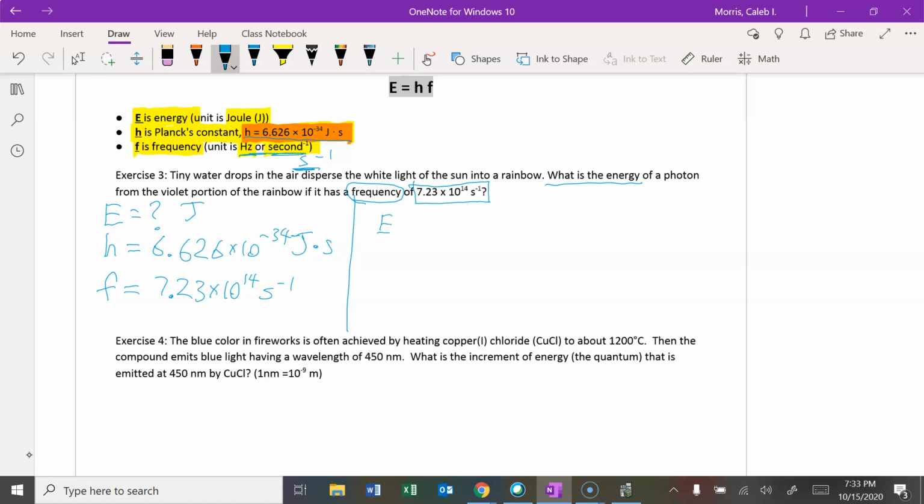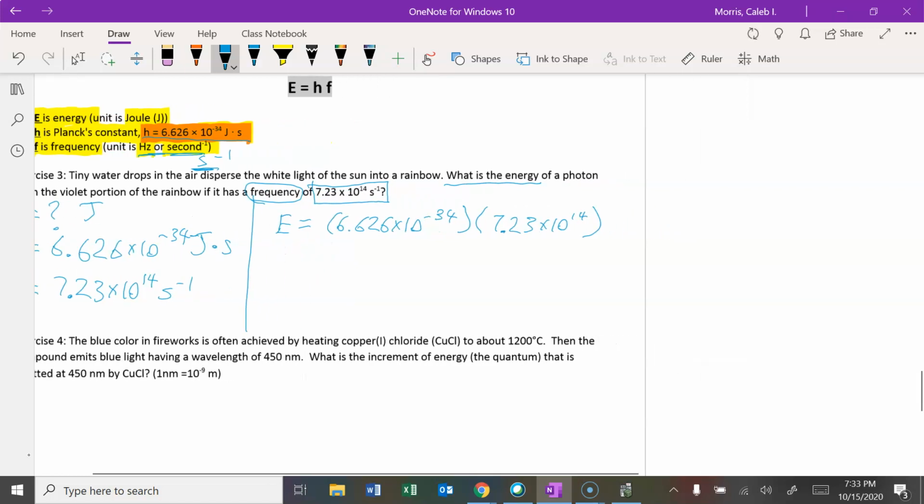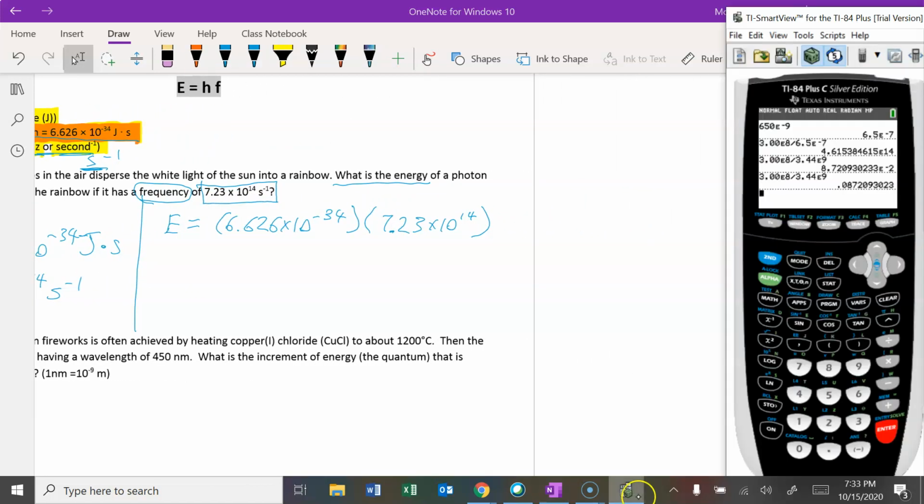E equals h times f. So that's 6.626 times 10 to the negative 34th. That's h times f. So we're going to multiply by 7.23 times 10 to the 14th. And when you multiply those together, you're going to get your answer. Let's pull up our calculator and try it out. Remember, we're going to use that E button anytime you see scientific notation.